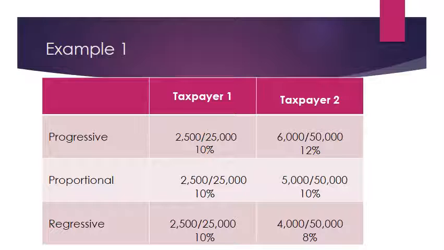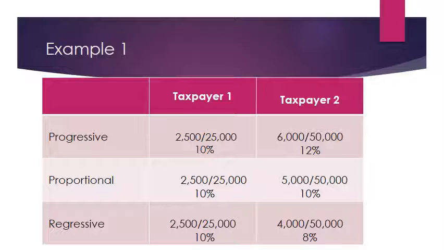Moving on to the next row, if taxpayer 1 still pays the same amount, so £2,500 of his income as tax, his effective tax rate remains at 10% as well. But taxpayer 2 in this scenario pays only £5,000 in tax from his income. In this case, the effective tax rate for taxpayer 2 would be 10% only.